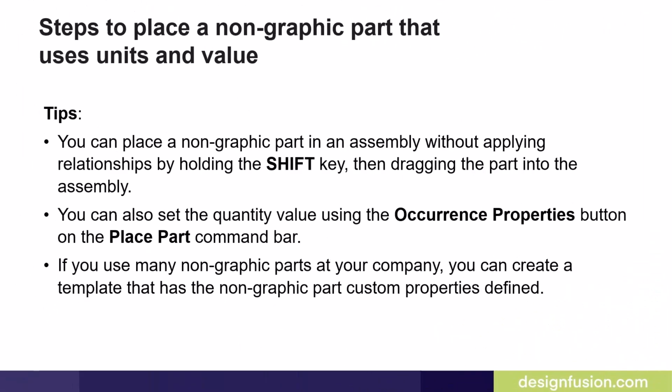Here are a few tips for you when placing a non-graphic part. You can place a non-graphic part in an assembly without applying relationships by holding the Shift key, then dragging the part into the assembly. If you just drag the part in without holding the Shift key, you'll see the Place Part vertical command bar appear. If this happens, you can also set the quantity value using the Occurrence Properties button at the top of the Place Part vertical command bar.